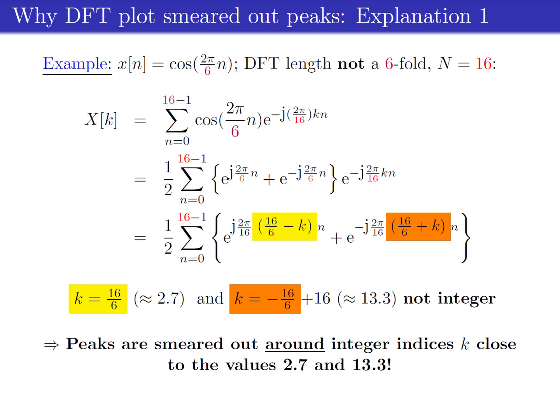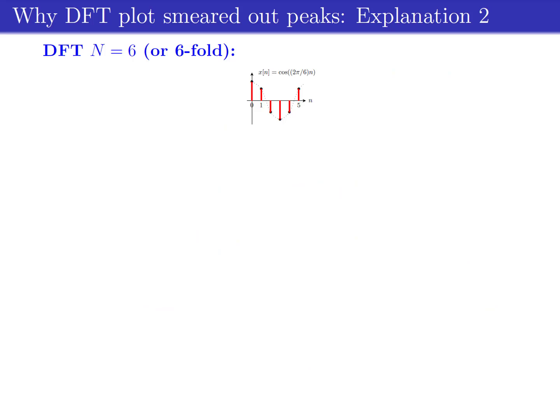This implies that the 16-point DFT result of the sinusoidal signal x[n] is cosine 2 pi divided by 6 n results in two peaks that are smeared out around integer indices k, which are close to the values 2.7 and 13.3, which is shown in the 16-point DFT plot of one of the previous slides. A second, more physical explanation is as follows.